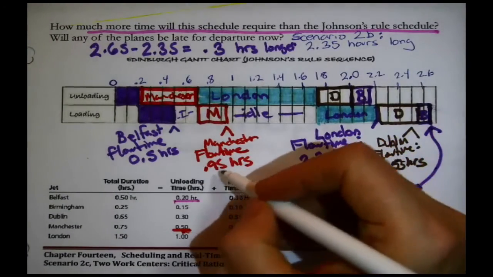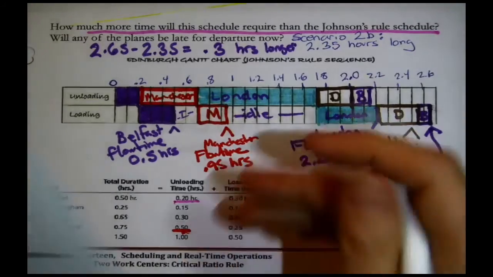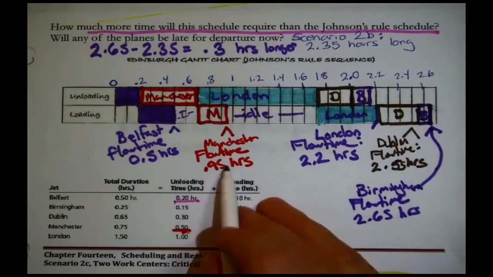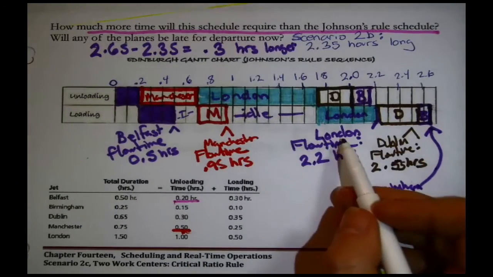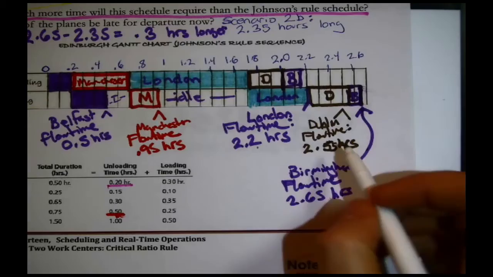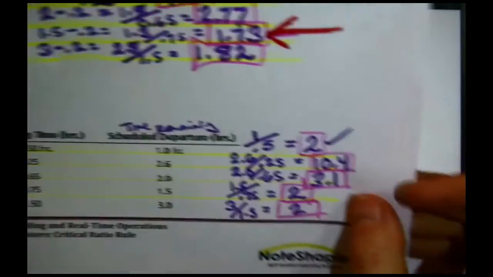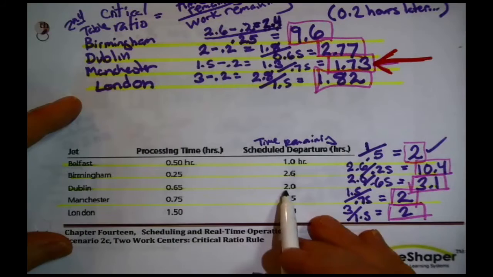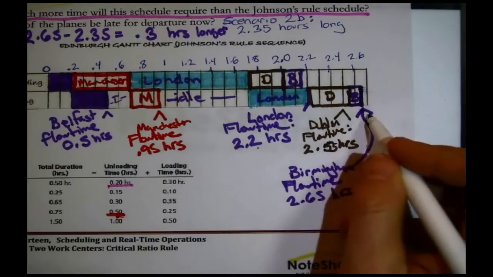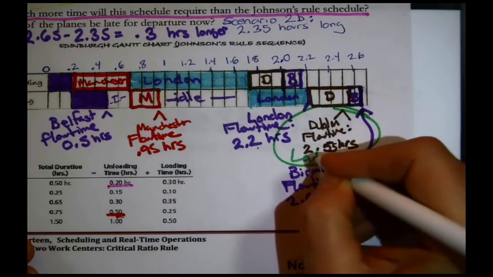Manchester will be done in 0.95 hours. Check on the schedule. Manchester scheduled to depart in 1.5 hours. It's going to be done in plenty of time. London will be done in 2.2 hours. London scheduled for 3. That one's going to be done in plenty of time. Okay, then next is Dublin. Dublin will be done in 2.55 hours. Dublin is scheduled to leave in 2 hours. The due date is smaller than the flow time. We found one that's late. Dublin's going to be late.